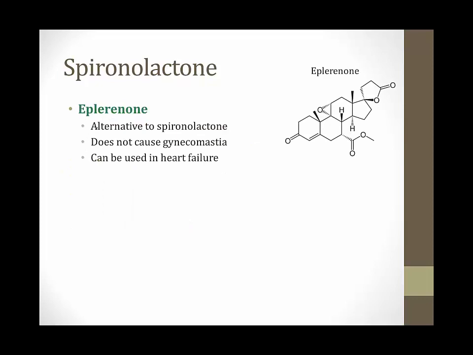And a final word on spironolactone: there is a drug called eplerenone which has a slightly modified structure to spironolactone. It still blocks aldosterone effects, but it does not cause gynecomastia. So this is an alternative drug that will not cause gynecomastia, and it can be used in heart failure among men who develop breast enlargement while taking spironolactone.